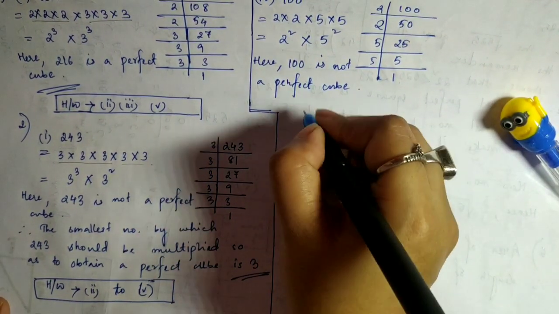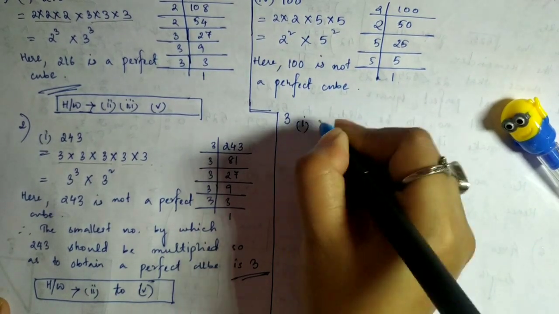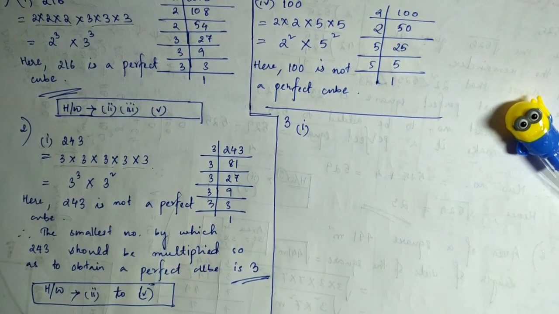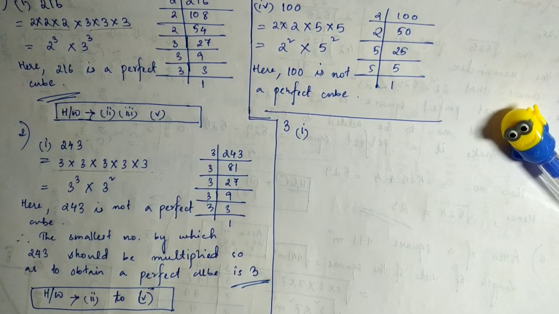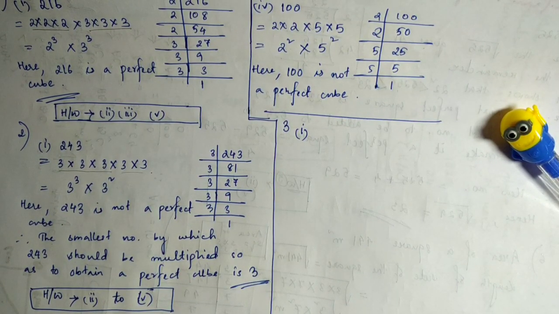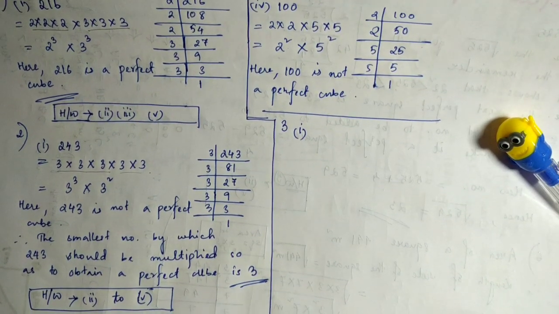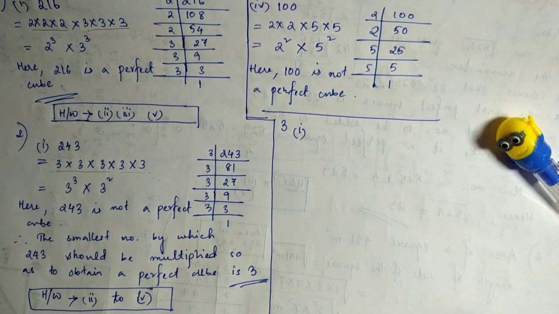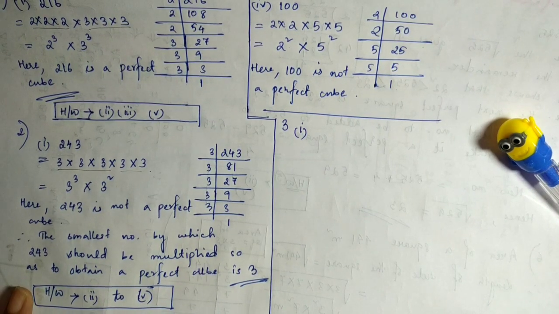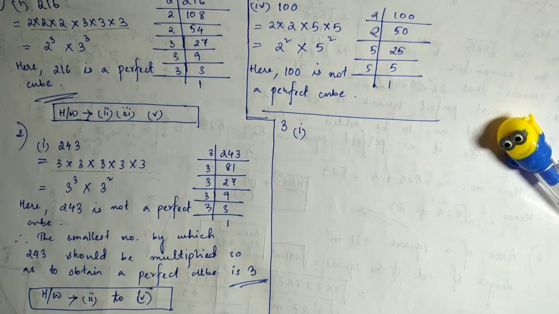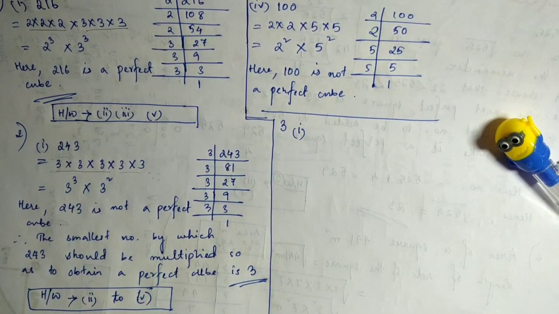Now we'll move on to question number 3. Question number 3 says, find the smallest number by which each of the following numbers must be divided to obtain a perfect cube. You have got this type of sum in squares and square roots also. It is just the same question; at the end it's not written to find the cube root of the number, so you don't have to do that. This part is enough. For question number 3, the process is the same; only here it was multiplied, and here we have to see what should be divided.